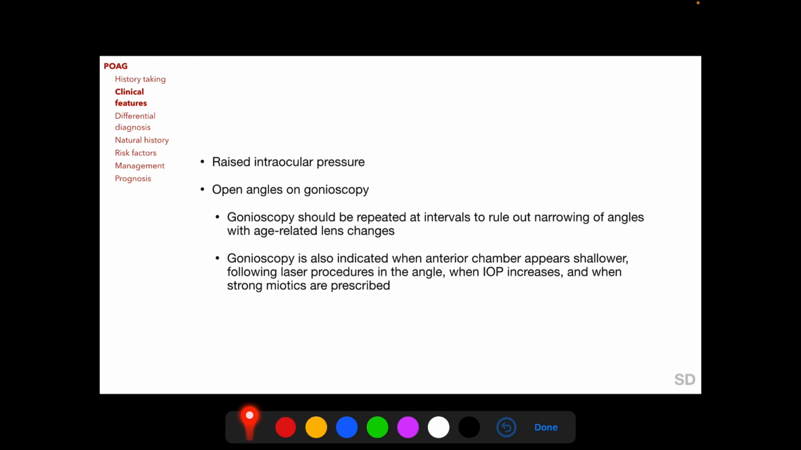Even if we find open angles on gonioscopy at the initial visit, gonioscopy should be repeated at intervals to rule out narrowing of angles with age-related increase in the anteroposterior thickness of the crystalline lens. Gonioscopy is also indicated during follow-up when anterior chamber appears shallower following laser procedures in the angle such as laser trabeculoplasty, and when intraocular pressure during follow-up is found to have been increased.